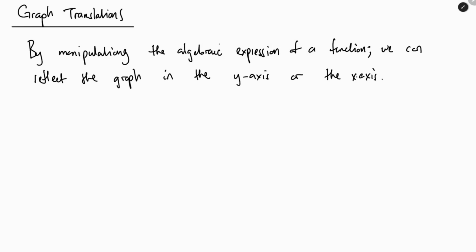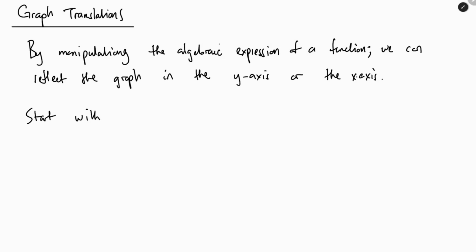Again, in the previous video we did shifting the graph left and right and also up and down. In this video we're going to be looking at reflecting the graph about the y-axis or x-axis, as if the y-axis or x-axis is some kind of mirror. So I'll show you what I mean.